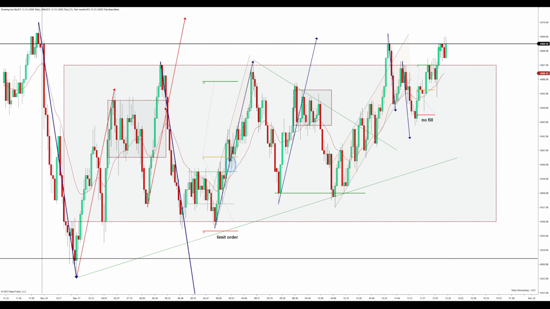We're forming some support right here. We make this double bottom, which correlates over here. So this is really a triple test. And triple tests often lead to strong moves. But at the beginning here, I did not want to enter.